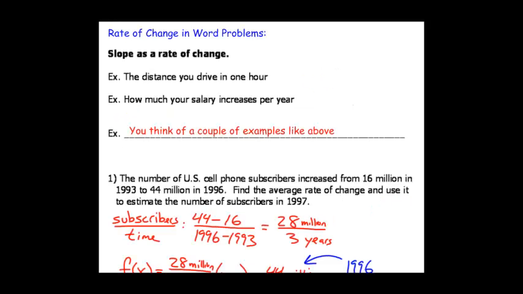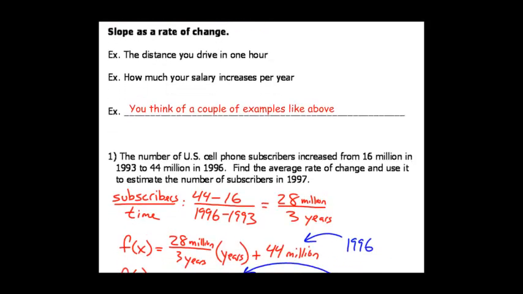Okay, so here's an example of rate of change in application problems, and this is really what we want to be able to get after. Some examples, the distance you drive in 1 hour, miles per hour would be a great example. How much your salary increases per year. So salary increase. So it'd be like dollars per year increase. Okay. So like I said, all different types of examples, we'll see that as well.